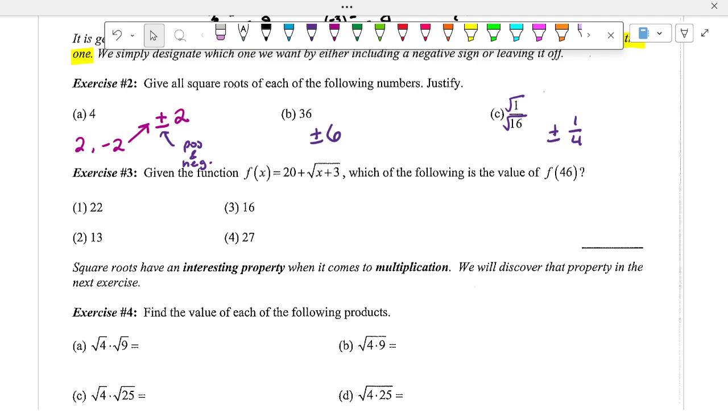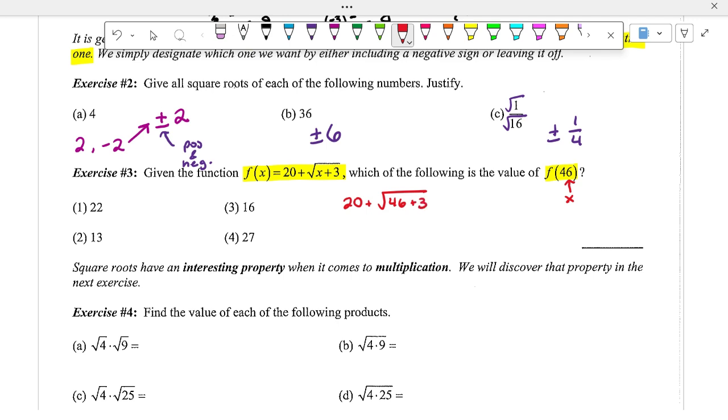So this next one, they gave us this function, f of x is equal to 20 plus the square root of x plus 3. And they're asking us to find what the value of f of 46 is. So what do you think is going to be my strategy here? So look at the f of 46. What is this 46 replacing? In the x. So what do you think I'm going to do there? Plug 46 in for x. So I'm going to do 20 plus the square root of 46 plus 3.